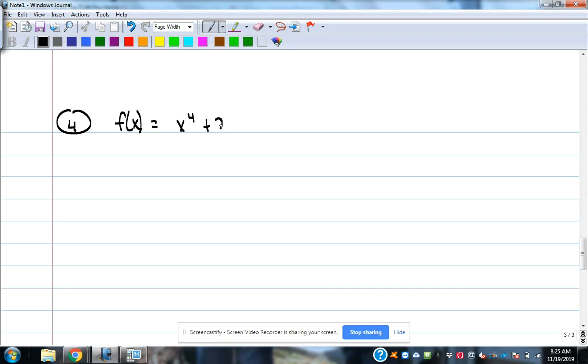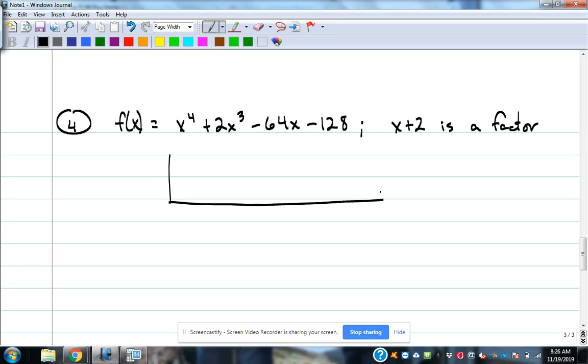x to the 4th plus 2x cubed minus 64x minus 128. x plus 2 is a factor. You didn't do an x squared. Well, now we're going to put a 0 in for it. So is there a GCF across the whole problem? You can kind of look for that. That's always a handy thing. So 1, 2, 0, negative 64, negative 128.